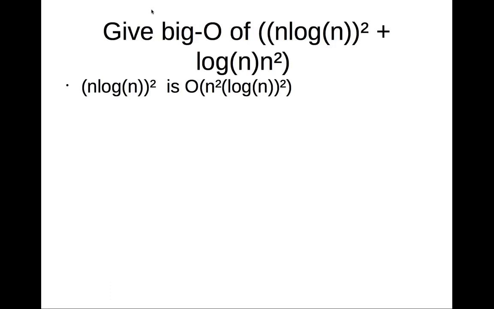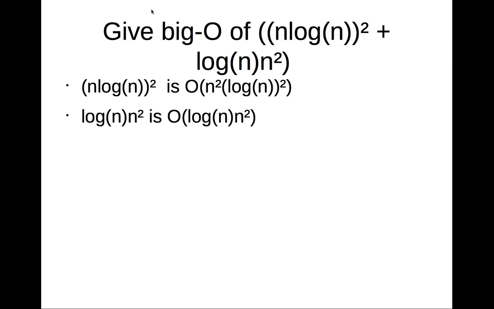So here we have adding two big O notations, n log n squared and log n squared. So we need to know the big O notations. First we have n log n squared, and its big O notation is n squared times log n quantity squared. Next we have log n squared, and its big O notation would be log n squared.